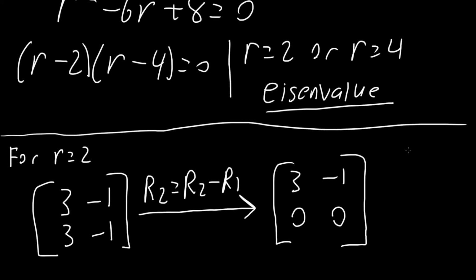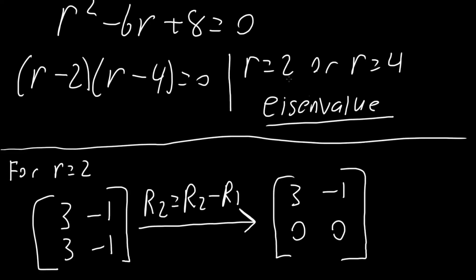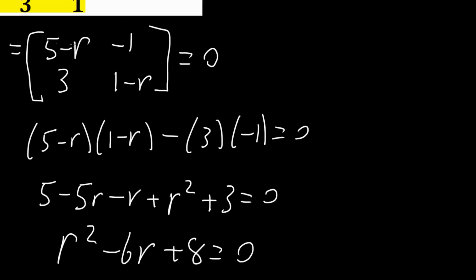Just a recap before we get the second eigenvector. We originally said that the eigenvalues were r is equal to 2 or r is equal to 4. We already did r equal to 2, and now we're going to do r equal to 4. So the eigenvalue that we will test is r equal to 4, and we plug it in. 5 minus 4 is 1. 3 remains the same. Negative 1 remains the same. 1 minus 4 would be negative 3.